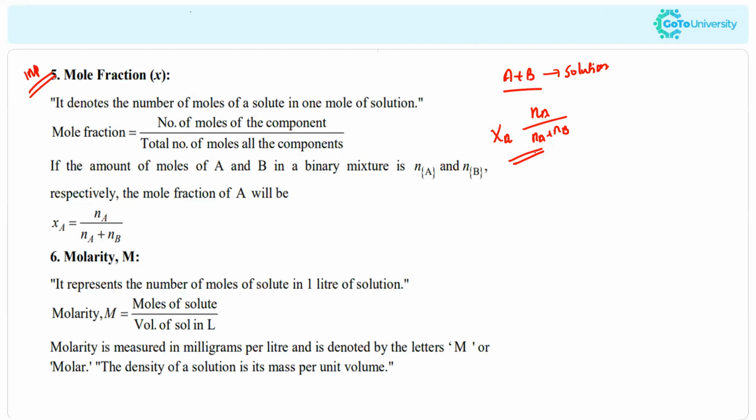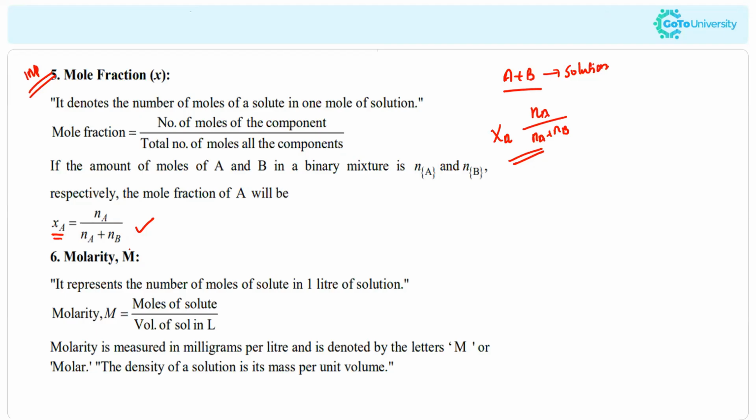If you want to find the mole fraction of B, that will be Xb equal to the number of moles of B divided by the total number of moles. Suppose the solution contains more than two or three components, whatever the components, if you want to find the mole fraction of a particular component, take the number of moles of that component, then divide by the total number of moles. That's it. Okay. So this is one example here. As we discussed, the mole fraction of A in the solution will be the number of moles of A divided by the total number of moles.